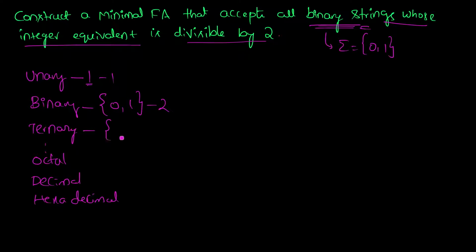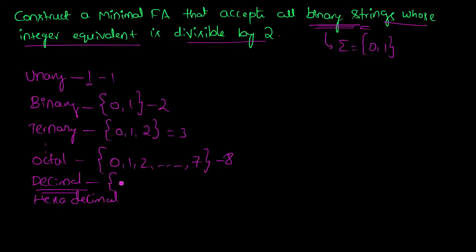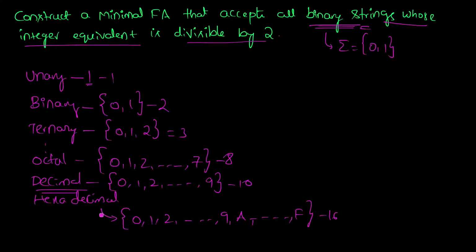In ternary number system, we have symbols 0 1 2. There are three symbols here in ternary, right? In octal, we have 8 symbols, 0 1 2 and so on till 7. There are 8 symbols here. In decimal, the decimal number system is the most popular number system we have in general. In this we have 10 symbols, 0 through 9, right? There are 10 symbols. In hexadecimal system, we have 16 symbols, 0 1 2 and so on till 9, and from A to F. These are the 16 symbols in the hexadecimal number system.